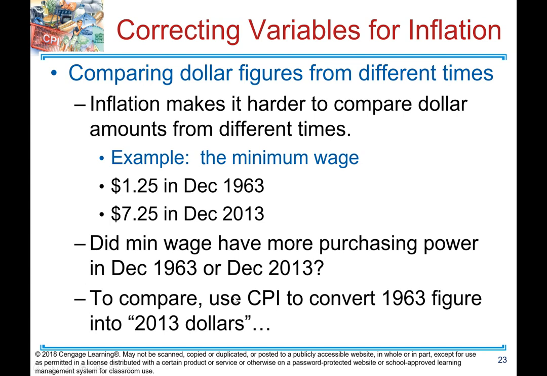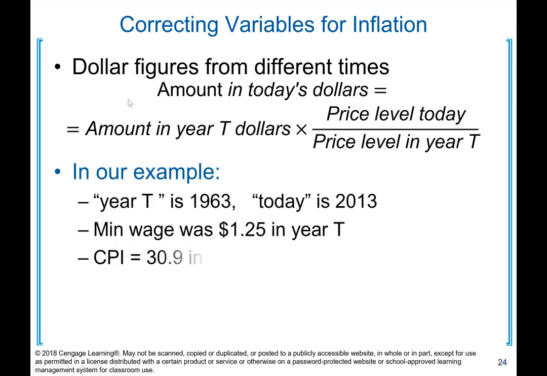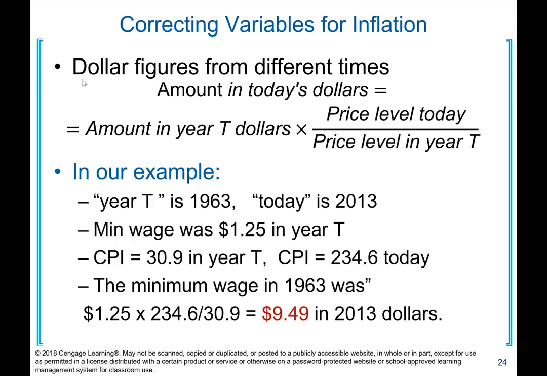To compare, use CPI to convert the 1963 figure into 2013 dollars. And this is the formula, okay? For dollar figures from different times, the amount in today's dollars is equal to the amount in year T dollars times the price level today divided by the price level in year T. Price level will be measured in CPI.